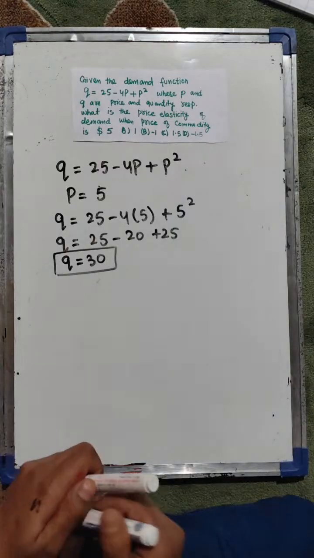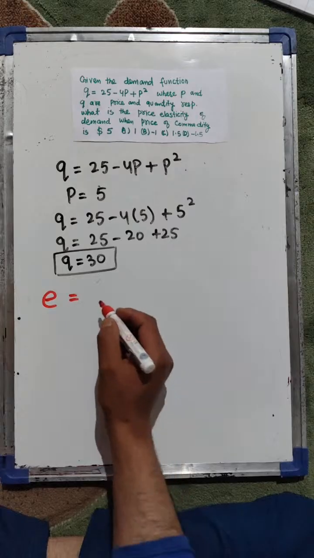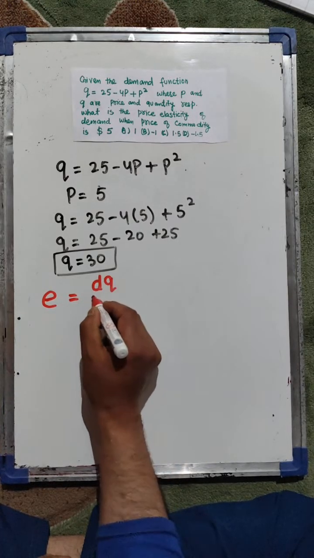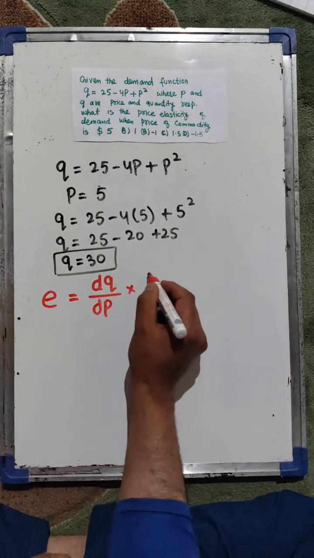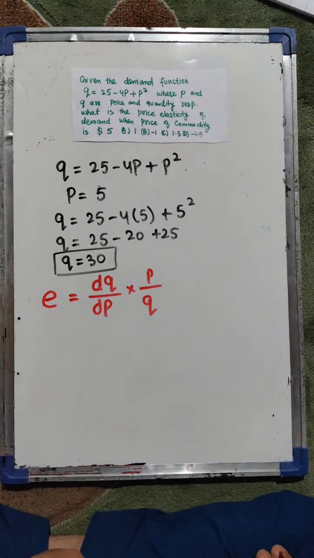Having said that, what is elasticity of demand? We know that price elasticity of demand is simply the change in the quantity demanded due to the change in the price, into price divided by quantity demanded at that very price. Okay.